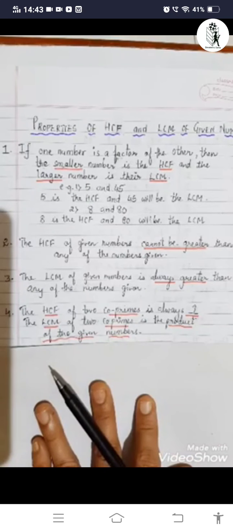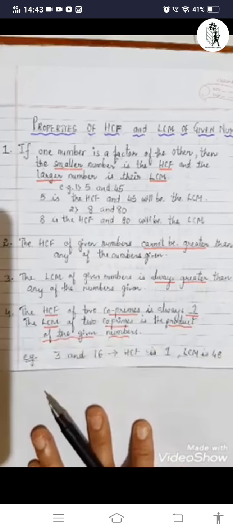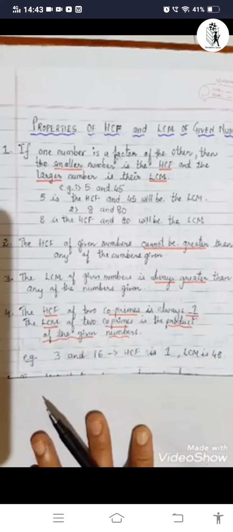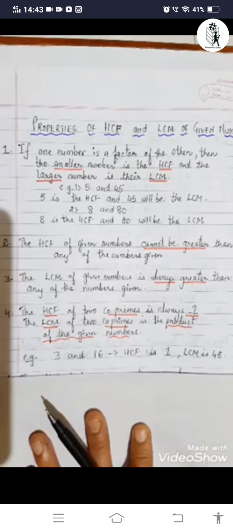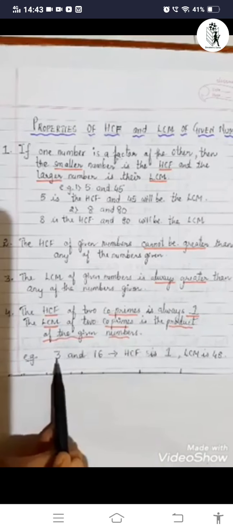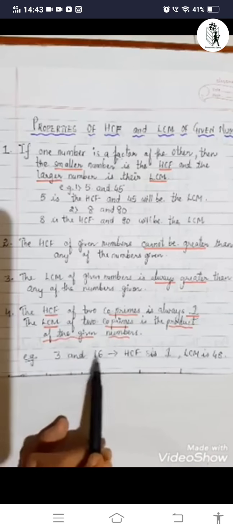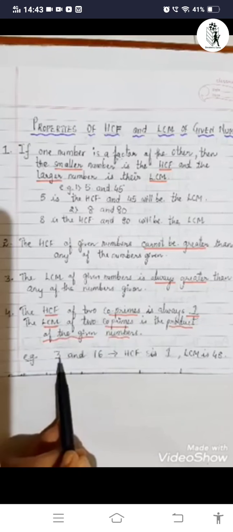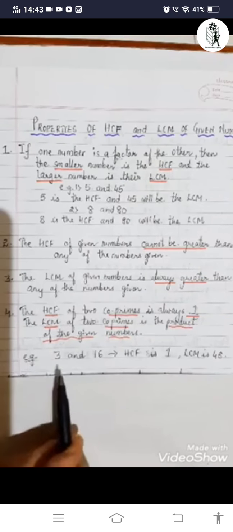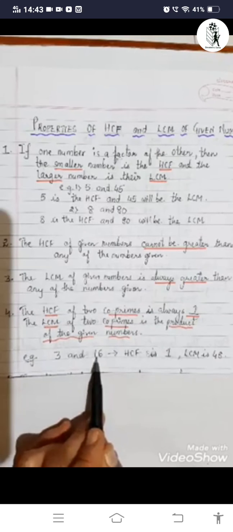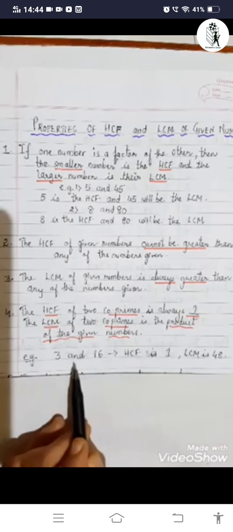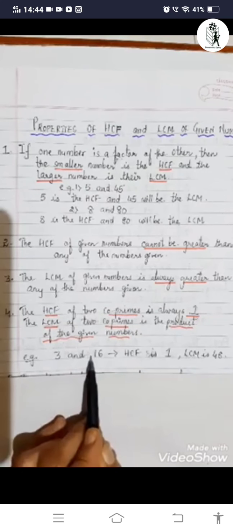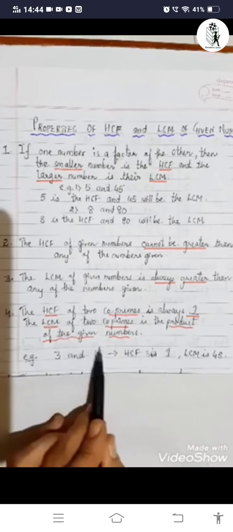Let me take an example of two co-primes here. The example is 3 and 16. See, 3 is not a factor of 16. So when you take the factors of both, you will not get any common factor except 1. Correct. For 3 we will get 1 and 3, and for 16 the factors are 1, 2, 4, 8 and 16. You will not get any other common factor apart from 1. So 3 and 16 is an example of co-primes.